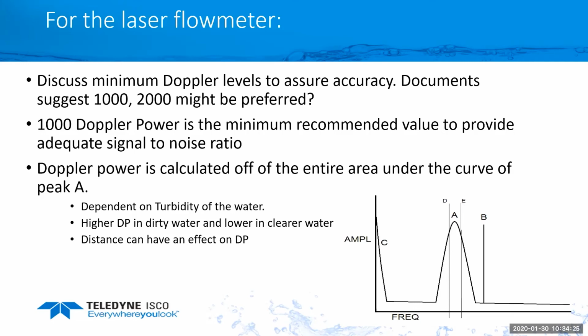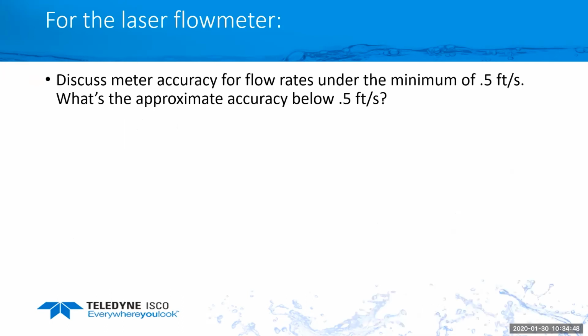And then the distance away from the water is going to have an effect on that Doppler power reading. But what we're looking for is we just want the Doppler power to be higher than the noise level. So in this example in that bottom right, C, that's just the electronic noise level. We just want to make sure that we have a higher signal than the noise, so we get accurate flow readings or velocity readings.